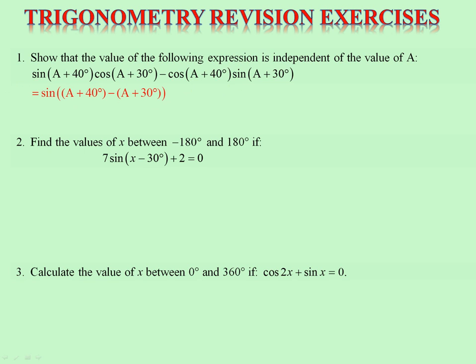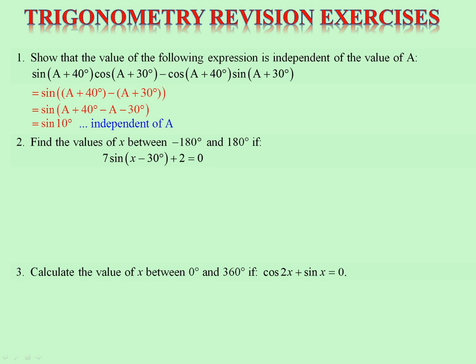So there we are. Now I'm going to hope that to prove independent of the value of A, that A goes. So take away the brackets. Yes, look, A minus A. I'm excited. There we are. Sine of 10 degrees, independent of the value of A. Proven. Let's look at this next one.